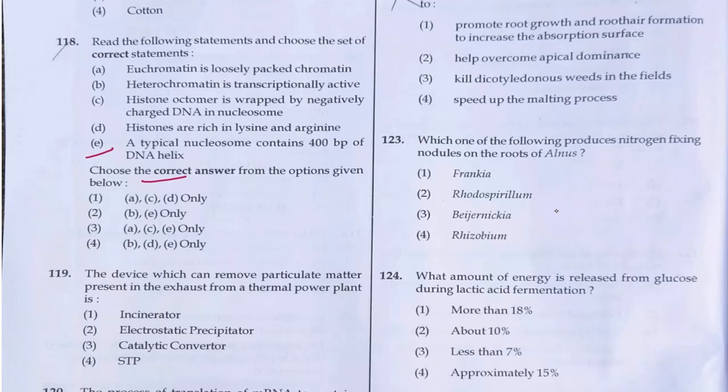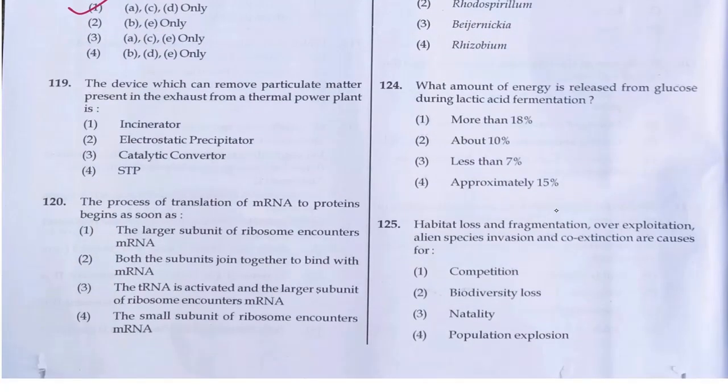So here, option A, C, and D will be the correct ones. Where will you get the option A, C, D? In option 1. So option 1 will be the right one. Coming to question number 119. The device which can remove particulate matter present in exhaust from a thermal power plant will be your electrostatic precipitator, that will be ESP.